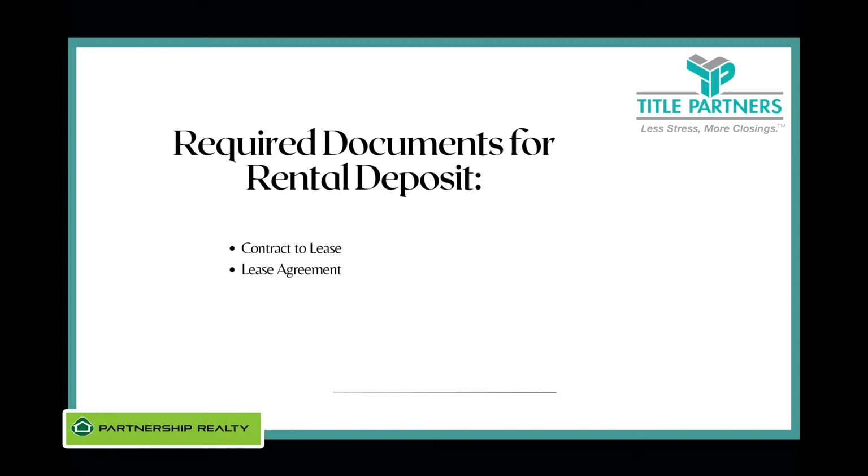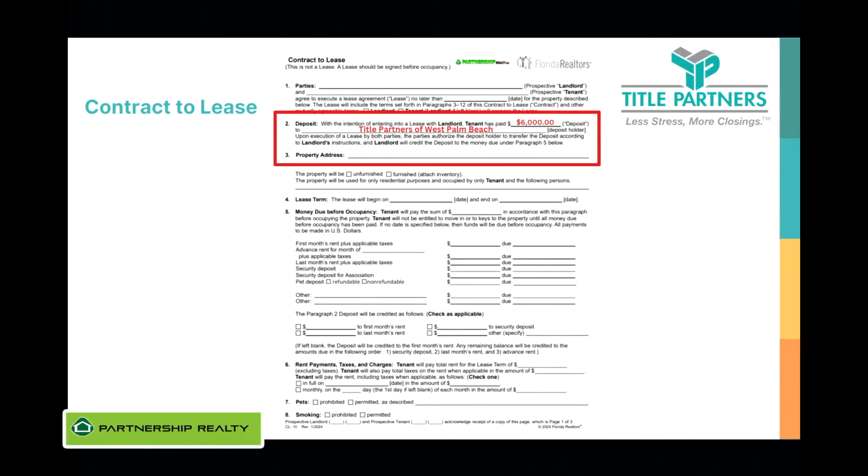So when we're doing a rental deposit, the two key documents that we need as a title company to identify what is being deposited, where it's being deposited, is a contract to lease and the lease agreement. On the contract to lease, under the deposit portion, you'll allocate the amount of escrow being held, and then you'll allocate who's holding the escrow. In this case, it would be Title Partners of West Palm Beach.